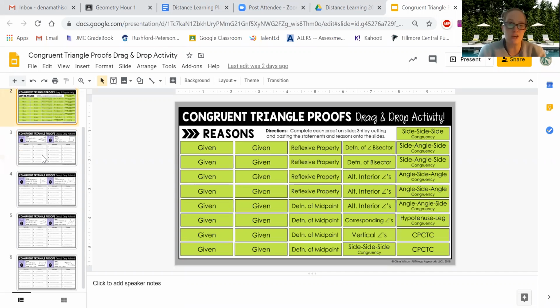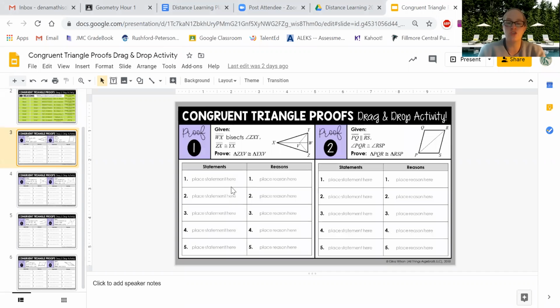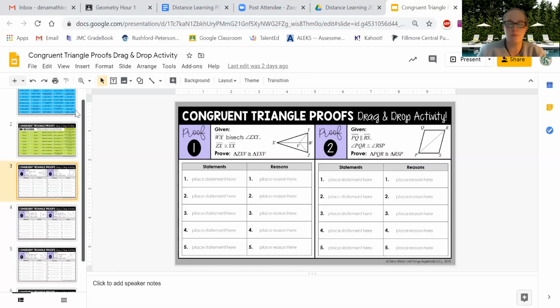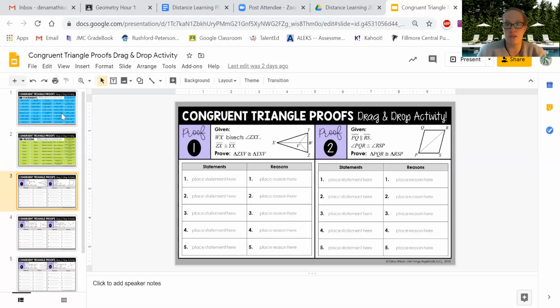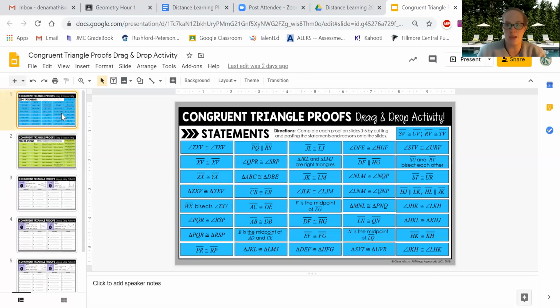So we are actually not going to do the full proof out. We are just going to take the time to set up the proofs like I did on the last example. So let's go ahead and look here at proof 1. You're going to do all 8 of these proofs, just setting them up, okay? So I see here my first given is WX bisects angle ZXY. So I'm going to go back up to the blue page, and I'm going to look for the one that says WX bisects that angle.